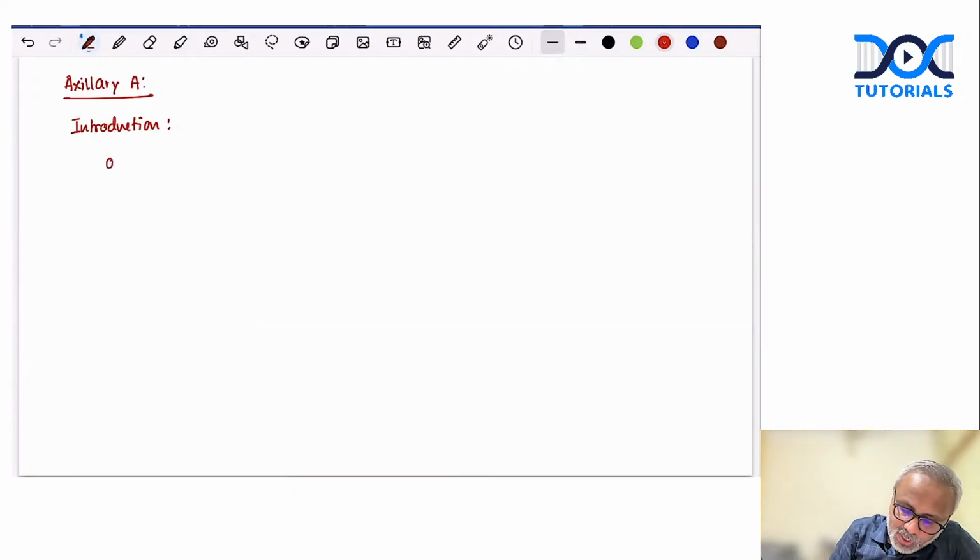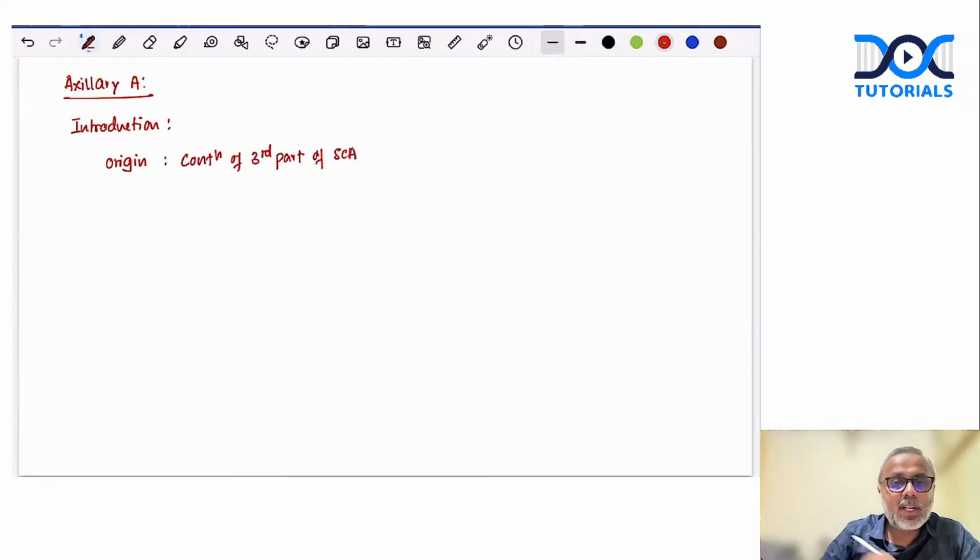Then, how does the axillary artery originate, right? What do we write in this? The axillary artery originates as the continuation of the third part of the subclavian artery, right? And how does the artery terminate? So one line of introduction, then origin, and then termination, right? Now in termination, what will we write?